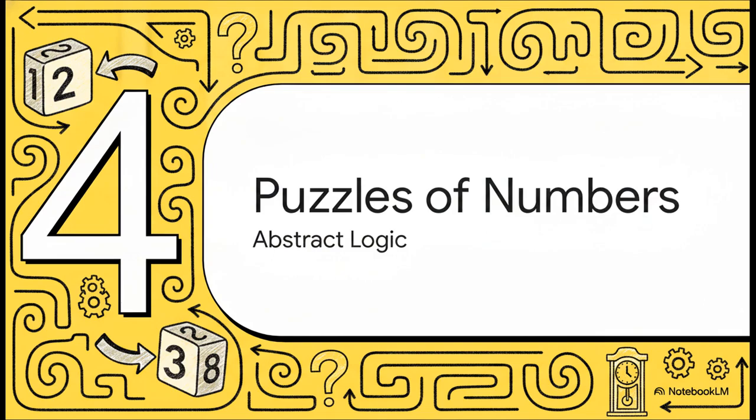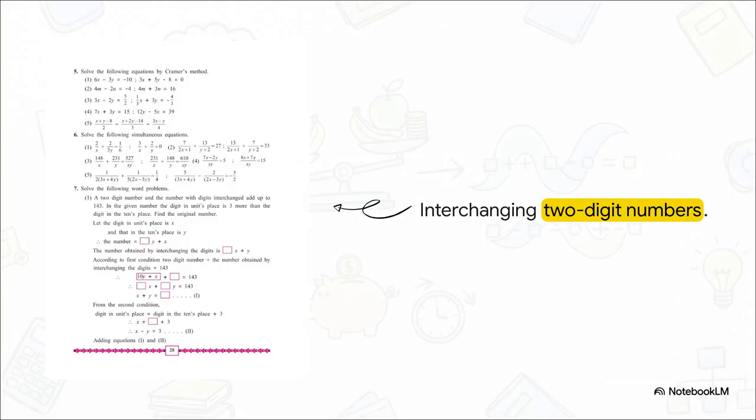Abstract logic. Now, let's challenge our minds with a slightly abstract logic puzzle. This is a tricky one that comes up in examinations quite often. A 2-digit number and the number with its digits interchanged add up to 143. To translate this, we have to break the number down into its core place values. Let's say the digit in the units place is x, and the digit in the tens place is y. Because y is in the tens place, its actual mathematical value is 10 multiplied by y. So our original mystery number is represented as 10y plus x.